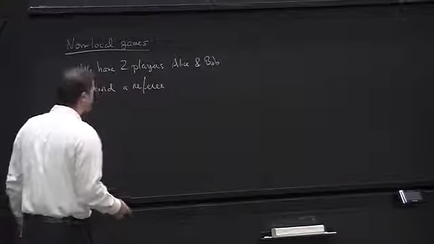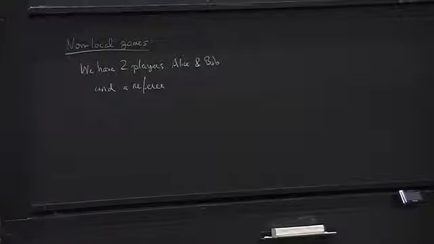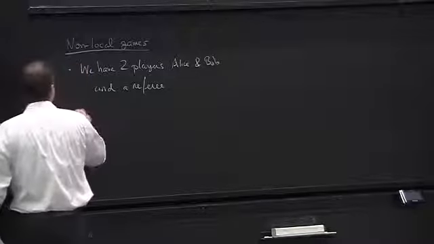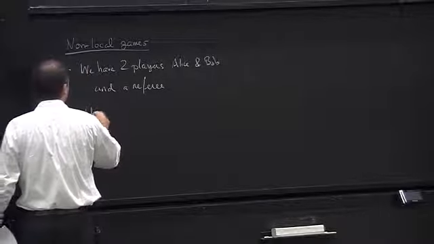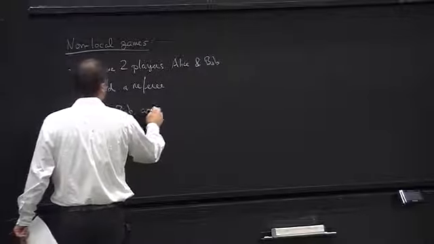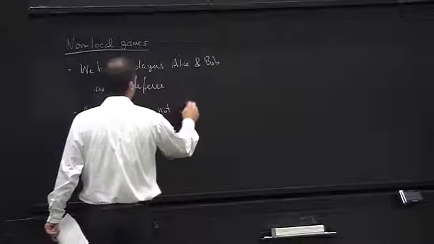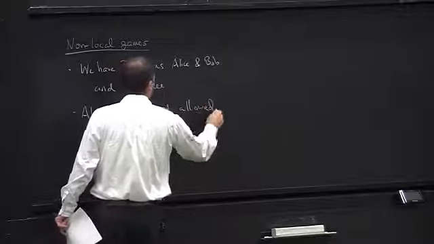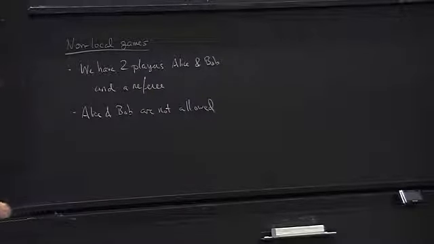So now the referee asks questions to Alice and Bob. The referee can ask Alice one of two questions, and the referee can ask Bob one of two questions. Alice and Bob are not allowed to communicate. So you can think of it as a game show where each one is in some magnetically shielded box, or you can think about them being space-like separated.